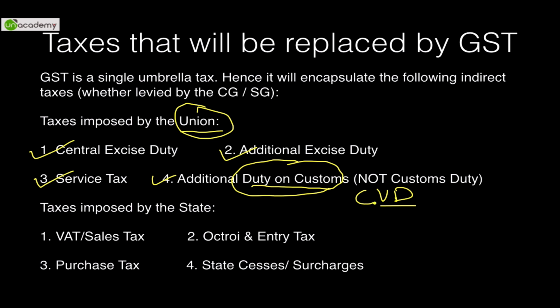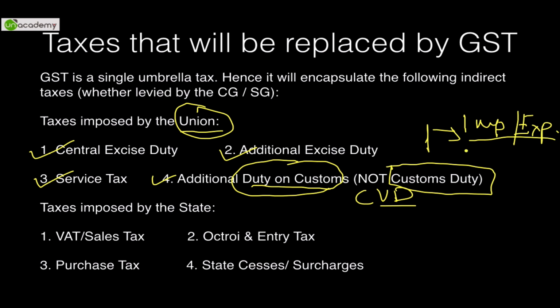All these duties will be subsumed except for something by the name of duty on customs. This is duty that is levied on any kind of import or duty on any kind of export. This is something that will continue to exist even after implementation of GST. I repeat, even after implementation of GST, the customs duty will continue to exist. All other duties, as we have mentioned over here, will be subsumed. So after implementation of GST, there will be a GST rate and there will be a customs duty rate.